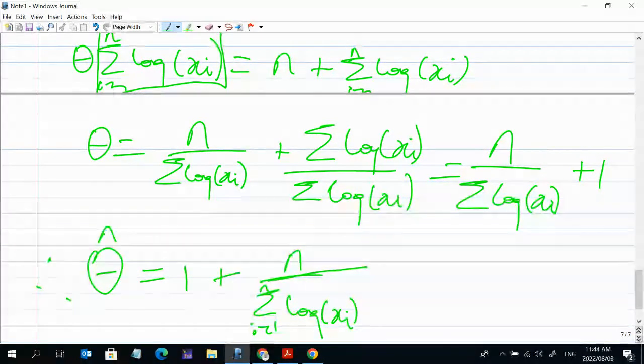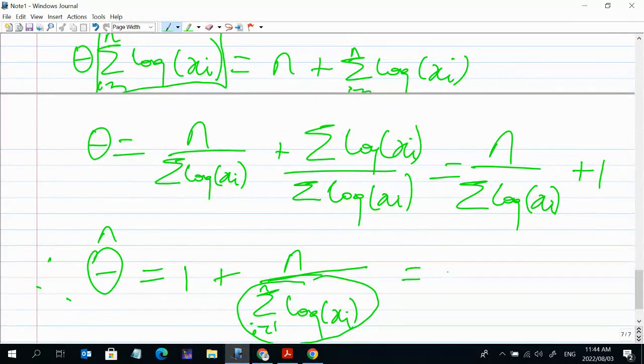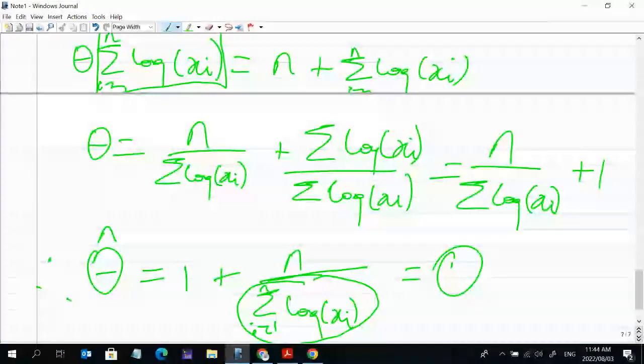So if we have the data, we can substitute here and find the summation of the log of xi, and then we'll get an estimate, which will be the value of the estimator. Is it clear?